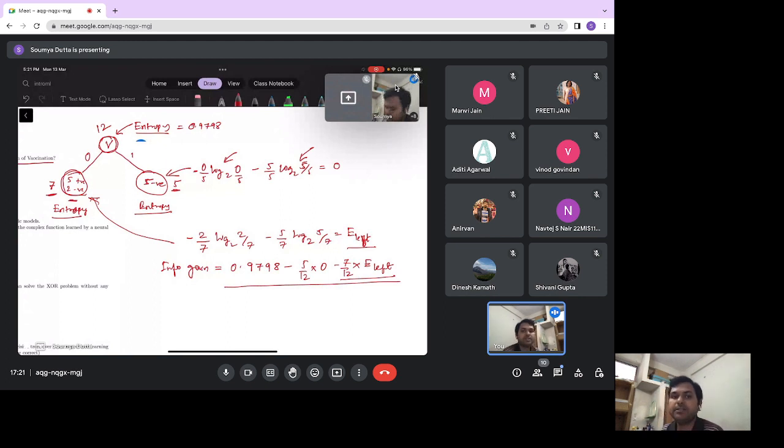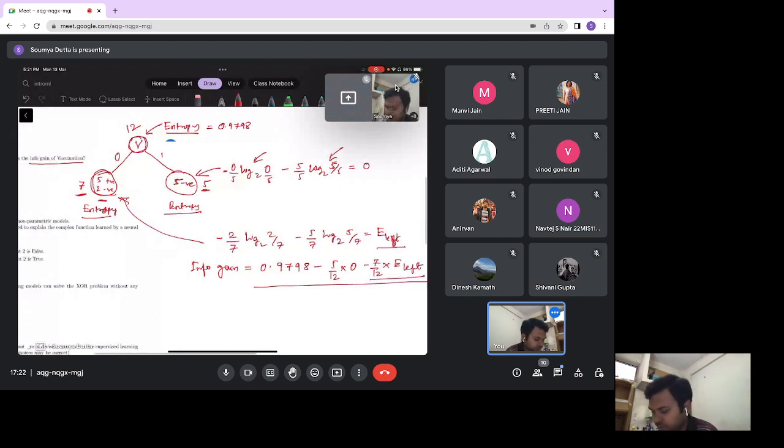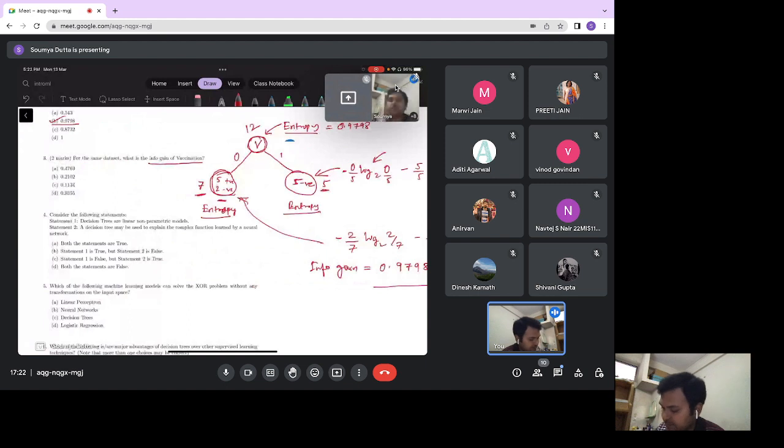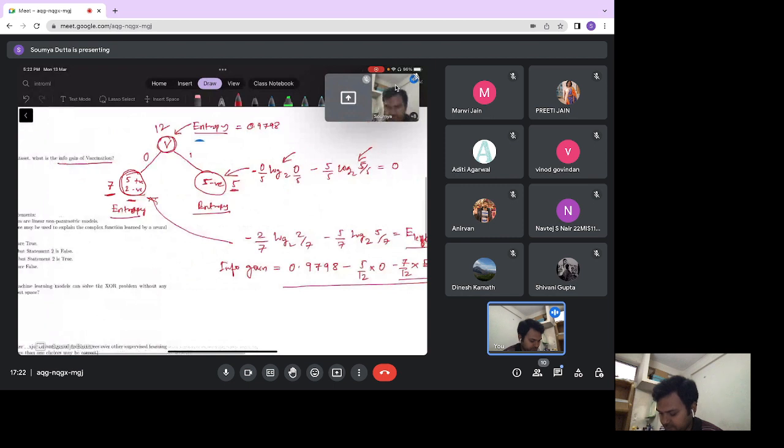That is the amount of information that you have gained by splitting based on the variable vaccination. So if you do all these calculations, it will come out to be 0.4763. You can just check for yourself what this value turns out to be. It will be 0.4763.